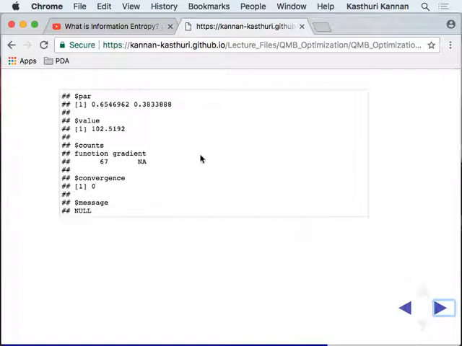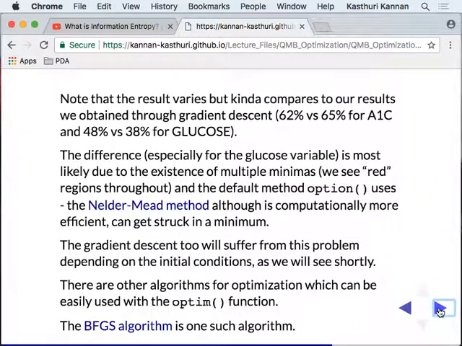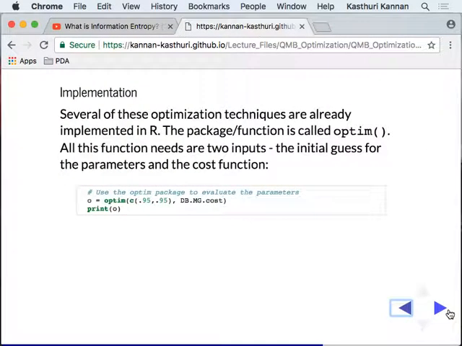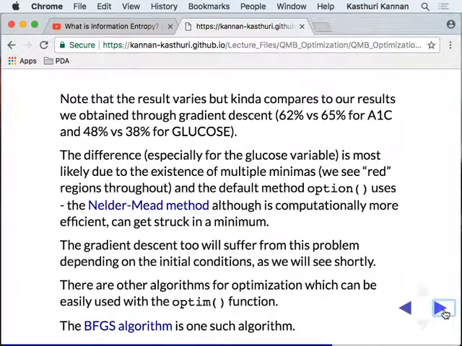All the complication that I did, you can skip, and here you see it's 0.65 and 0.38. It's a little bit different from what we had, compared to the earlier result, but it's different, right? This difference is because there could be multiple minima. We will see that problem a little bit. In general, it uses this function, optim, not option, optim. There's a typo here.